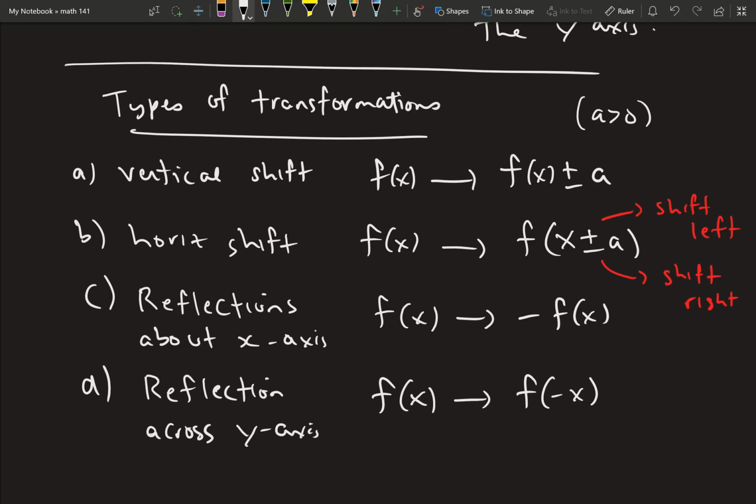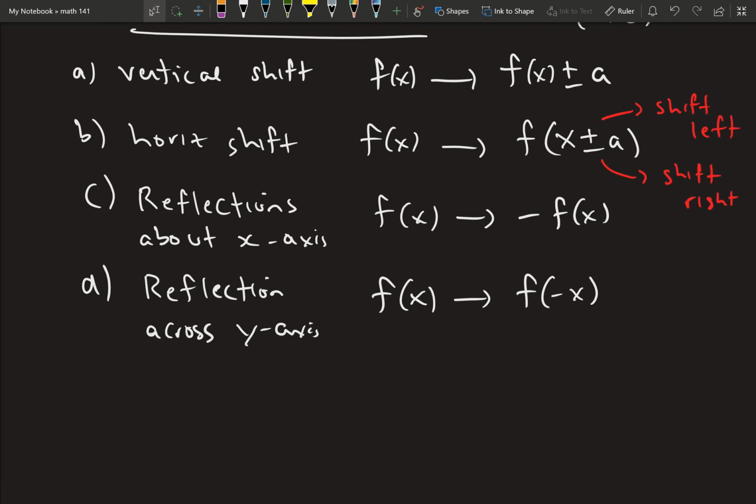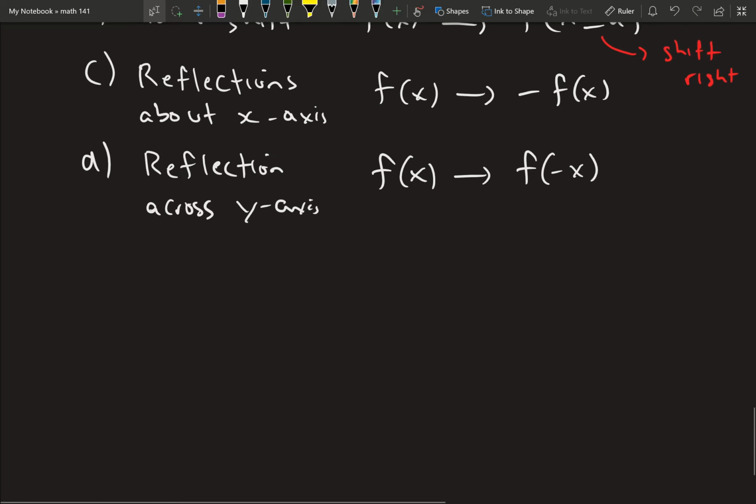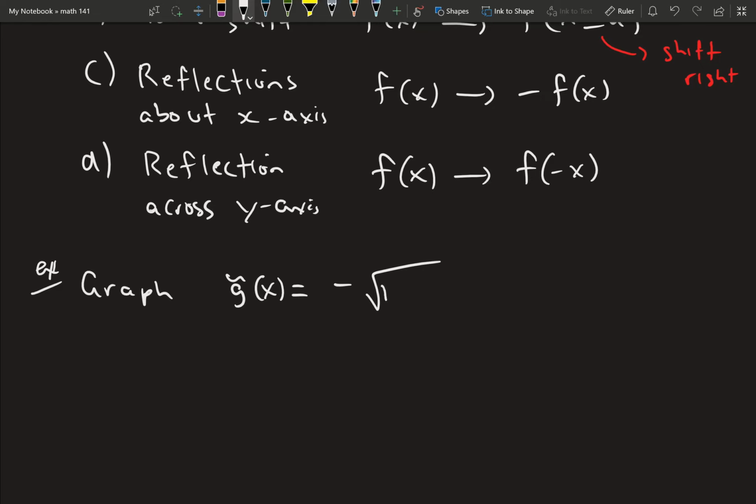So these are the 4 types of transformations that we'll focus on. And so what we're going to do now is we're going to do 1 or 2 examples, or at least one for sure, of a combination of a bunch of these. So let's graph, for example, let's call it g tilde of x being negative the square root of 1 minus x plus 3.